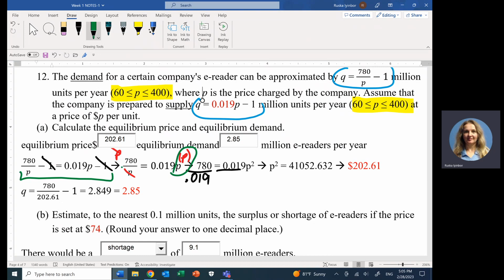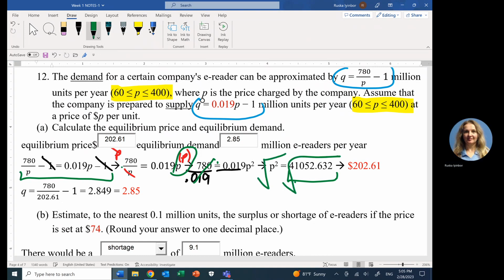Then after that, you want to get P squared by itself. So you're going to divide both sides by 0.019. When you divide 780 by this number, you get 41,052.6 something, and that is P squared. If I want to get P by itself, I'm going to take the square root on both sides. So the square root of 41,052.6 gives me 202.61, and that's going to be my equilibrium price.